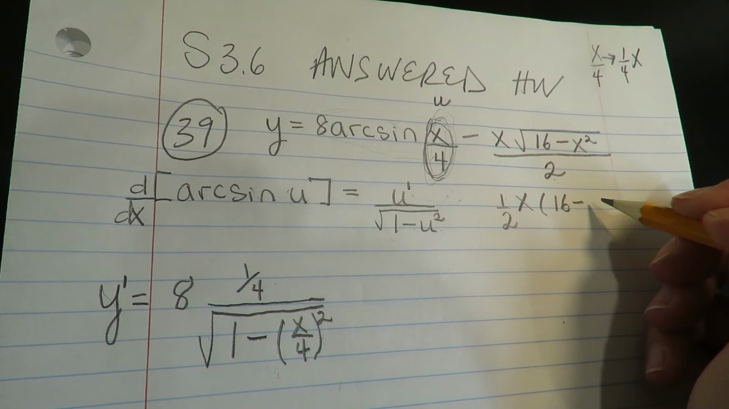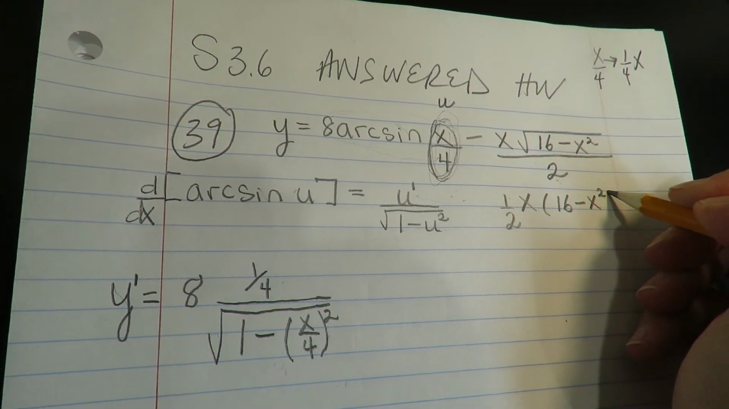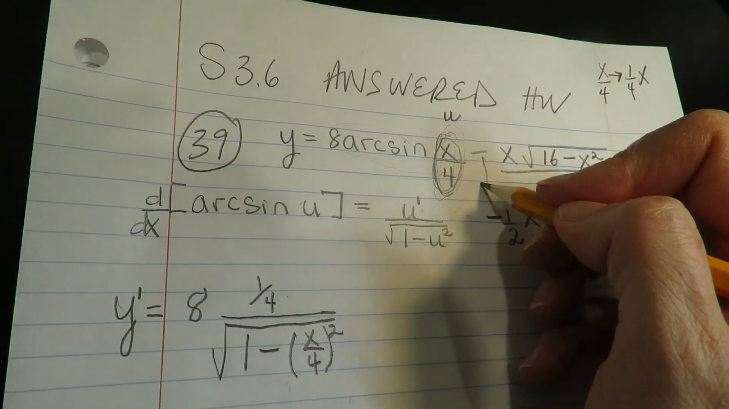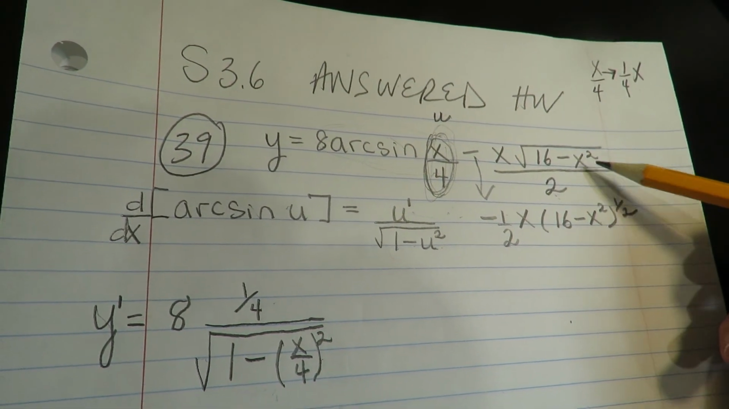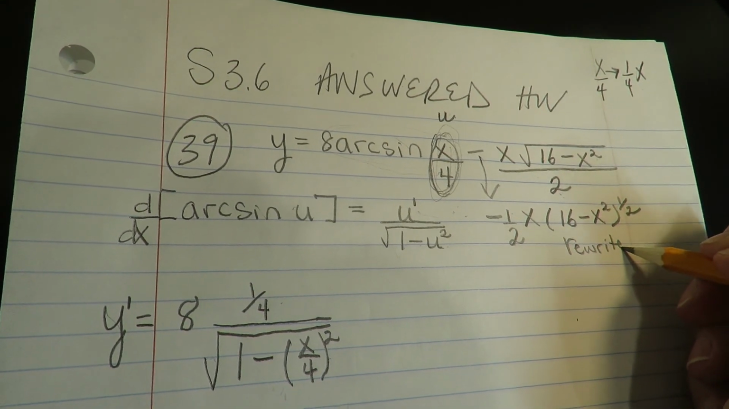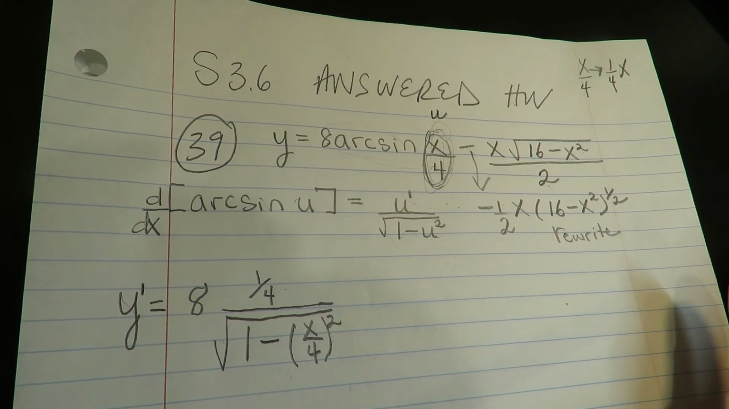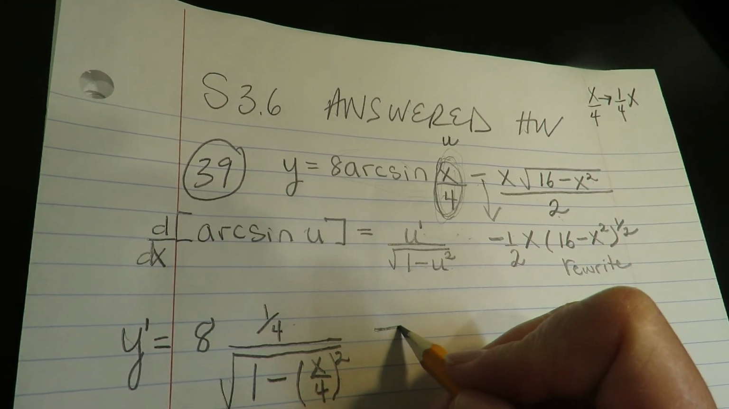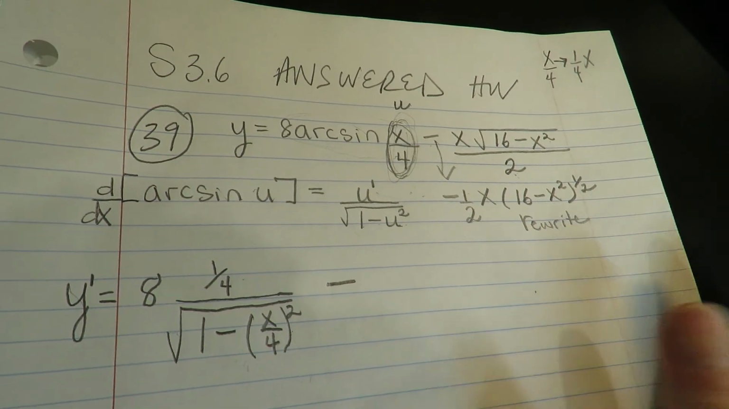I'm going to write this part in fractional equivalent for the radical. And then I don't want to forget the minus sign. So all I did here was just a rewrite. I didn't take any kind of derivative. You also have to be careful when you take the derivative because you have to minus everything that comes to the right.